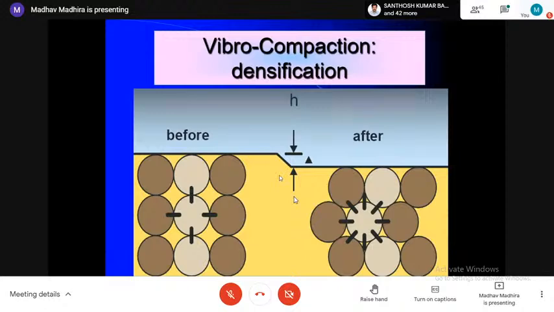You can see the void space is very large. Once you vibrate it, the particles rearrange themselves, so the void space becomes very small and the soil becomes dense. It's not a big concept.